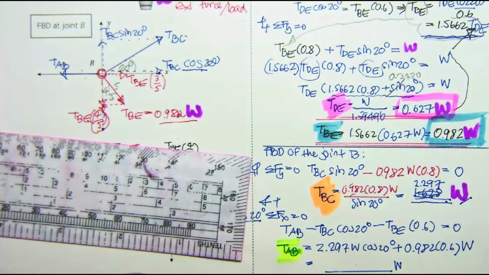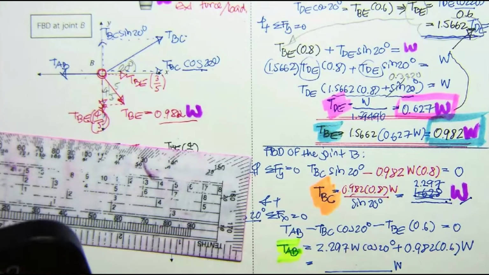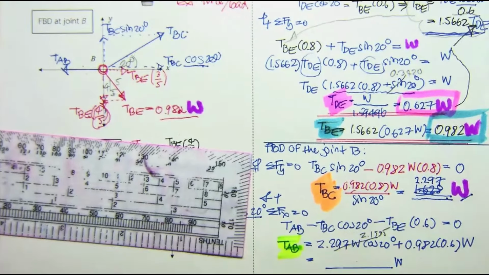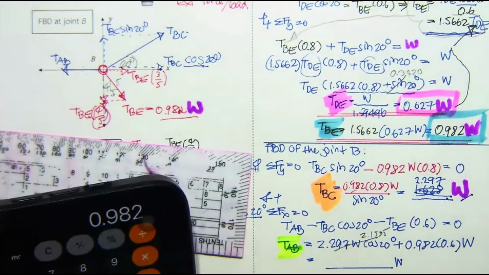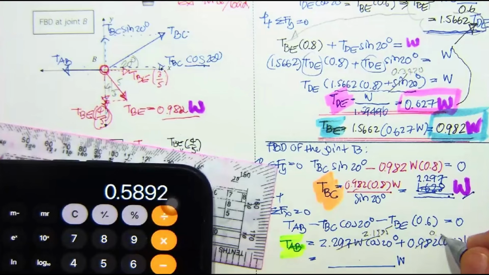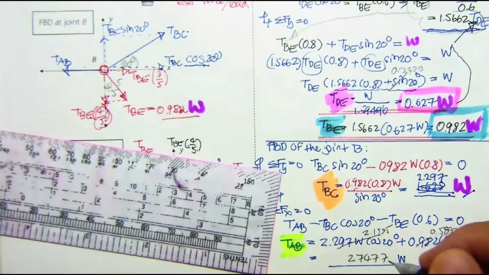Cosine 20 is 0.1996 times 2.297. That's going to be 2.158. This is going to be 2.1585, and 0.982 times 0.6 gives 0.5892. Plus 2.1585, we have this one to be 2.7477 W.